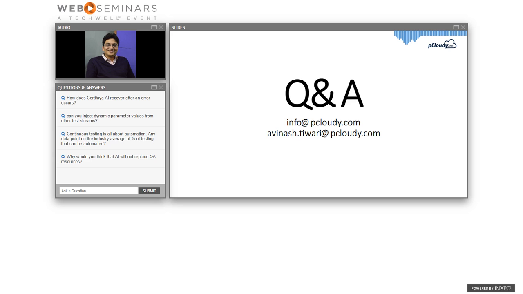How does Certifier know if an error occurs, and how does it recover after that?